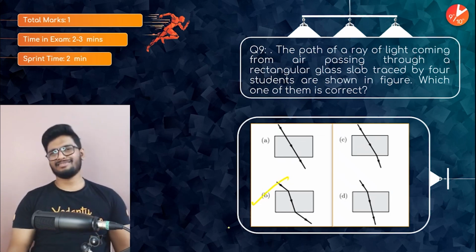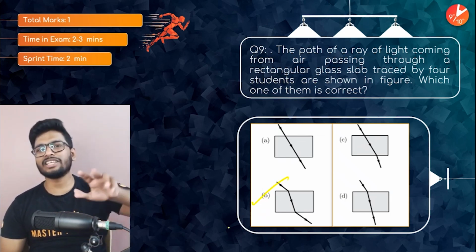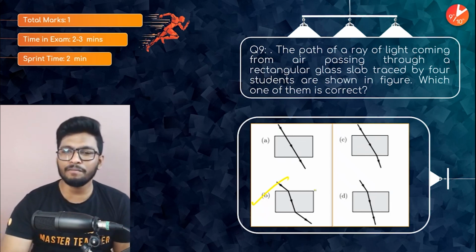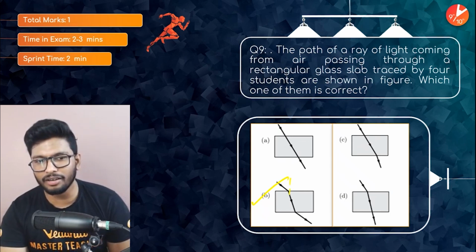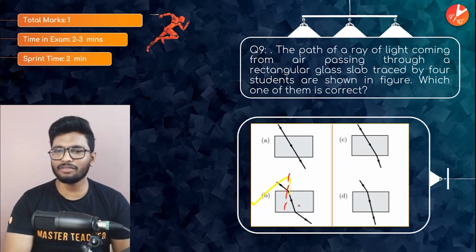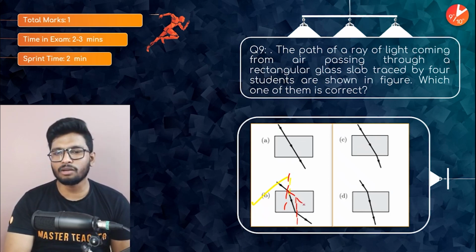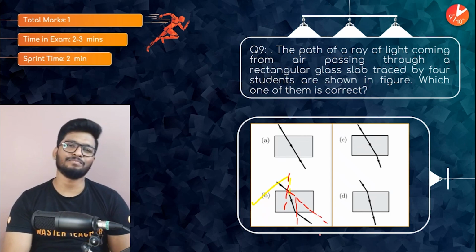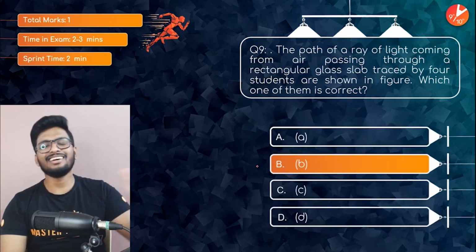There's no doubt, because in a rectangular glass slab, the ray of light undergoes refraction twice. First time, it's going to go towards the normal. Let me just use a different color here. It has to go towards the normal. So that is the first refraction, and then it's going to go away from the normal. And the emergent ray is going to be parallel to the incident ray. So the answer to this question, guys, would be option number B. Without a doubt.